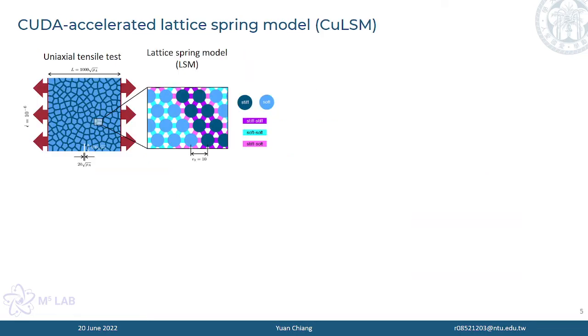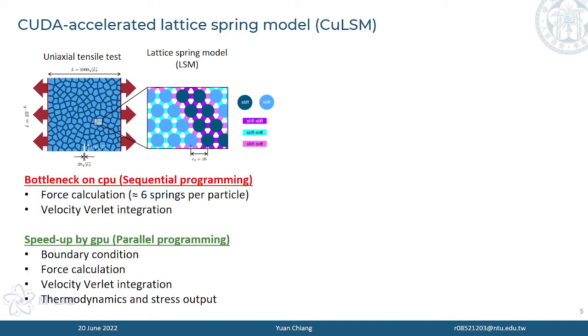If we consider the first nearest neighbor case of the lattice model, each particle can be connected to up to 6 particles in a 2D model. In sequential programming, force calculation becomes extremely slow because each particle needs to evaluate up to 6 spring forces one by one. To speed up simulation, we adopt parallel programming for boundary conditions, force calculation, and velocity-Verlet integrations, which include the particle velocity, position, and acceleration update.